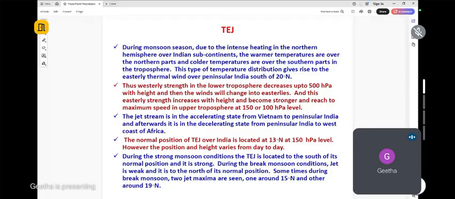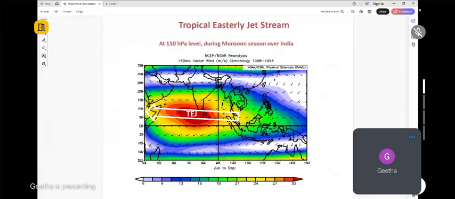It is an accelerating stage from Vietnam to Peninsular India, and thereafter it is a decelerating stage from Peninsular India to the western coast of Africa. And this we discussed earlier: during active monsoon conditions, it is located south of its normal position. But during break or weak monsoon conditions, it is seen to the north of its normal position. Sometimes two maxima may also be seen. So this is the tropical easterly jet.